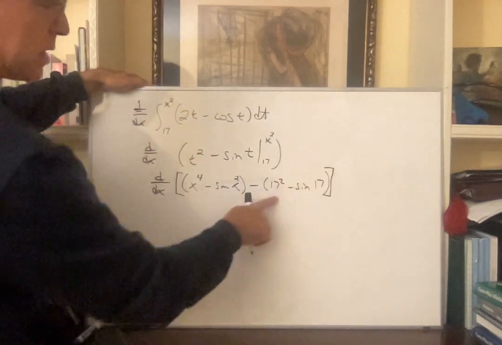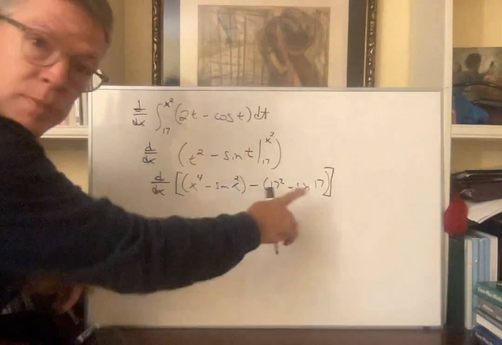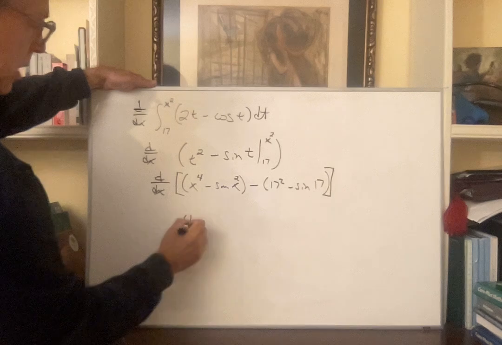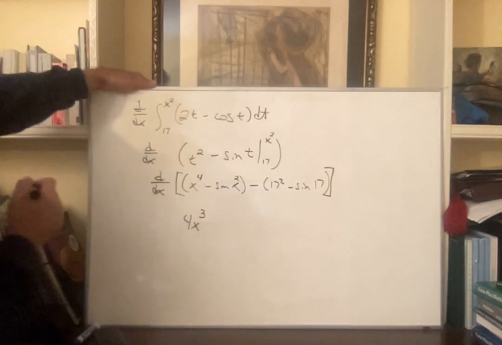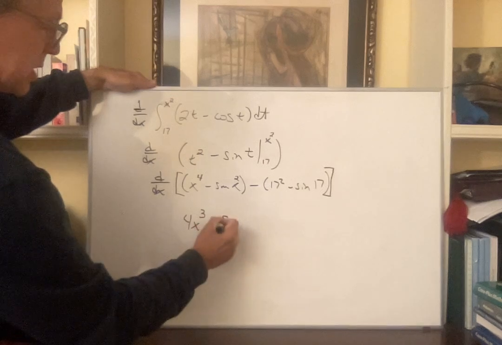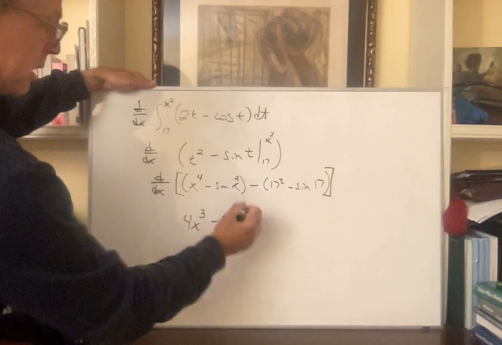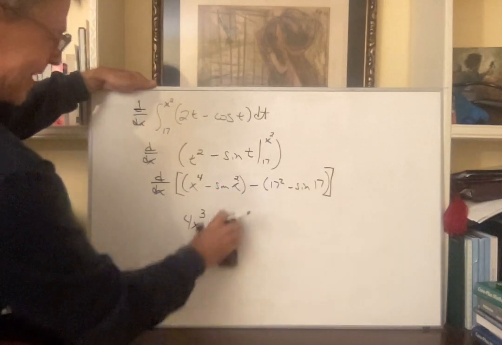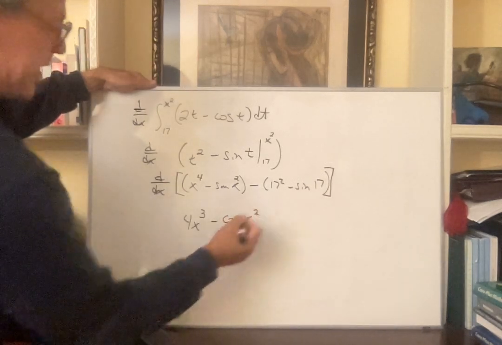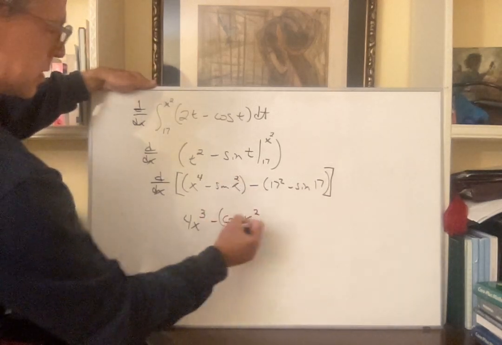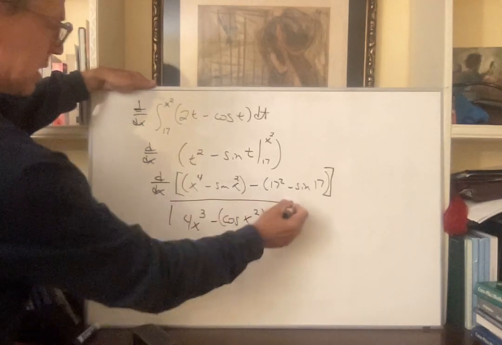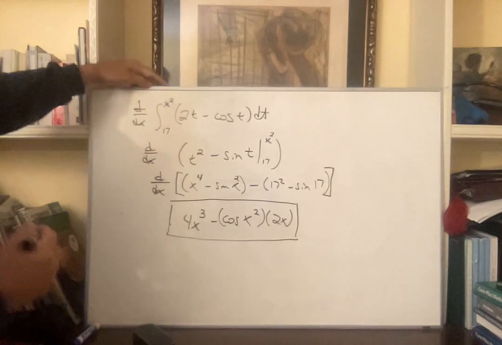Do you agree, by the way, that this is still going to go to 0, right? This bottom half, so we don't have to worry about it. So if I take the derivative of this guy, I get 4x cubed. And if I take the derivative of this, I have to do the chain rule. So it'll be minus sine of, oh, sorry, it'll be minus cosine of x squared. That's the derivative of the outside, and then times the derivative of the inside. So times a 2x. And this here is our answer.